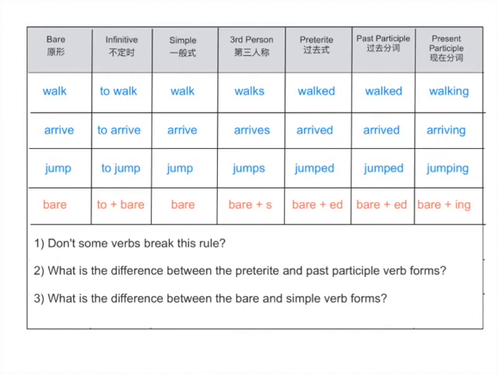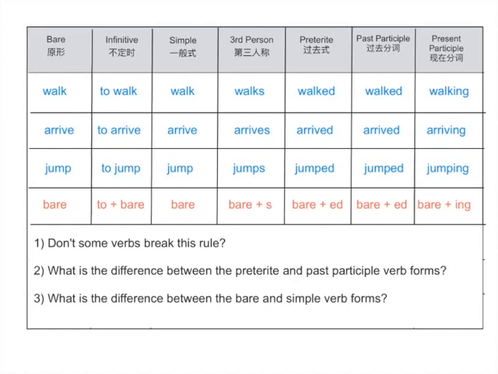After doing that, we identified the rule that English uses to turn the bare forms here into the other verb forms. And I've also rewritten that rule a little bit more neatly here on the fourth column in red. Now, once we had done that, we identified three questions that often come up when students study this chart.